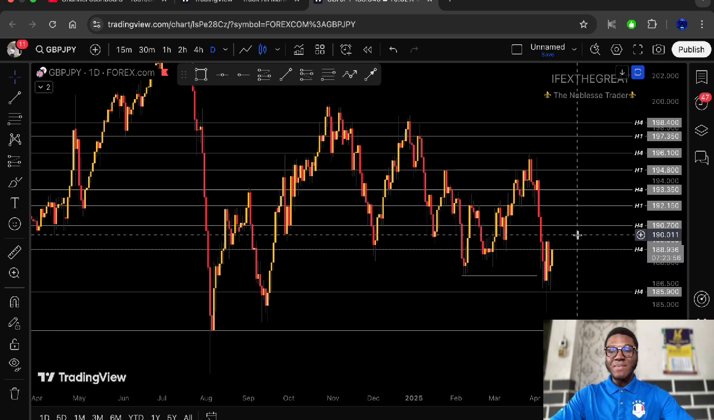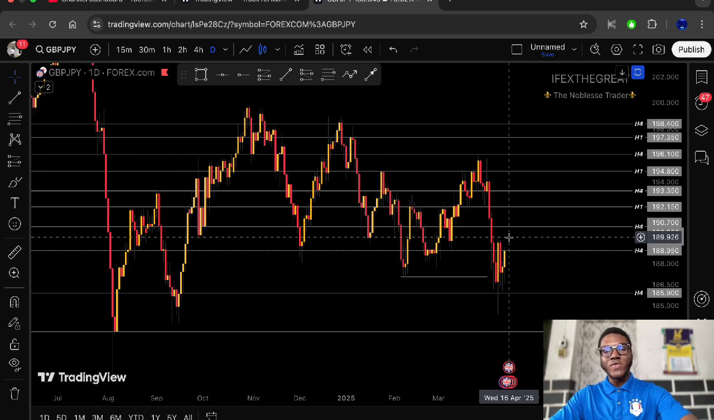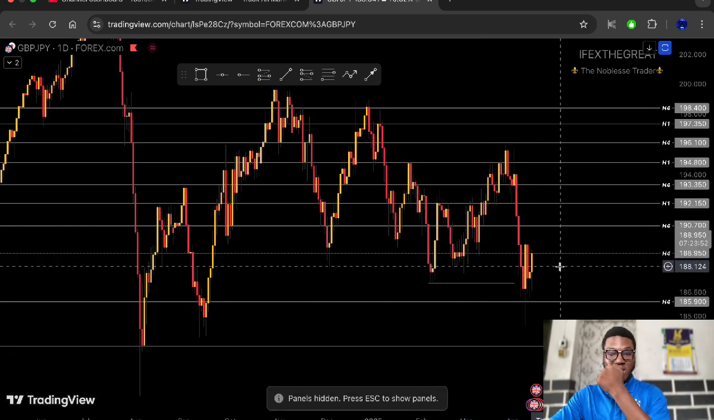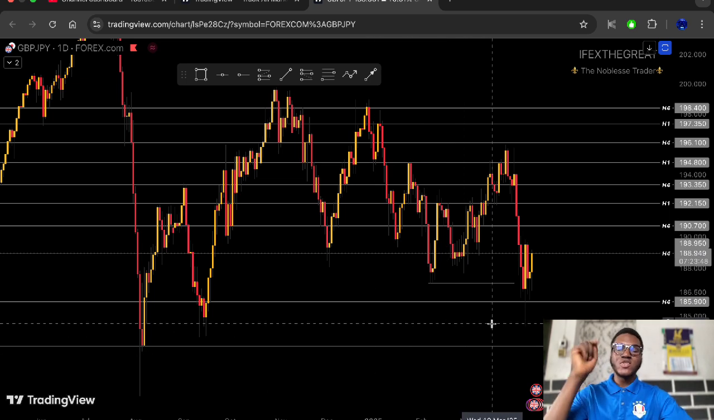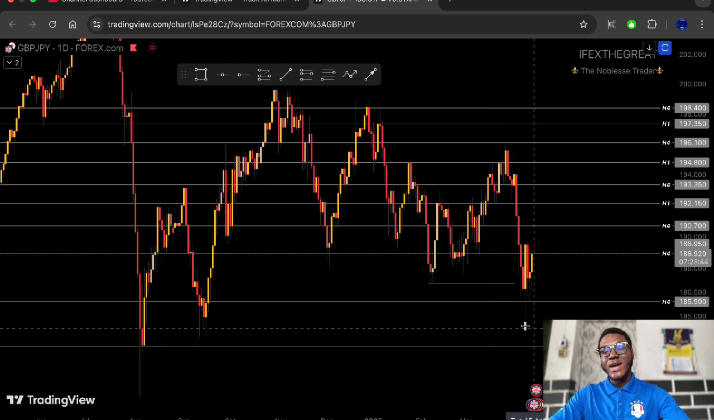So far on this chart, I've marked out all the levels that we can find on GBP JPY. If you want to know how I mark out all these levels, I've posted a video on my YouTube. I'll leave the link in the description so that you can learn how to mark out these levels.